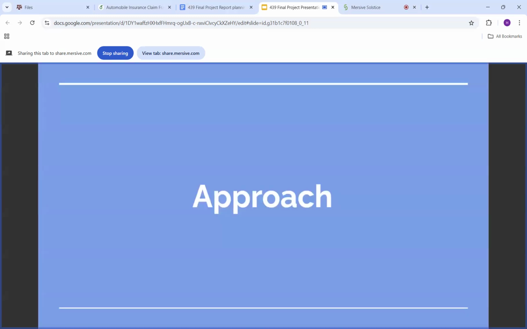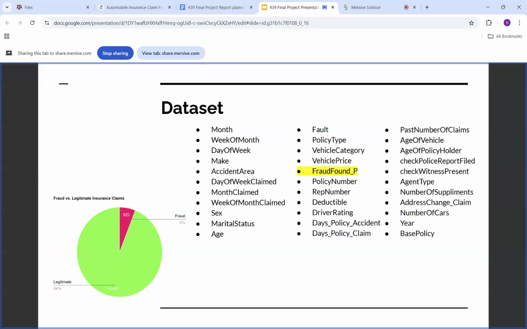All right, so now that we know where we got this inspiration from, we'll take a deeper dive into what we did and how we did it. First, let's talk about our data set. As you can see right off the bat, our data was very highly imbalanced, with about 15,000 data points and only 6% of them were fraud. Along with this, we had 33 features with FraudFound_P being our label for determining whether something was fraud or not.